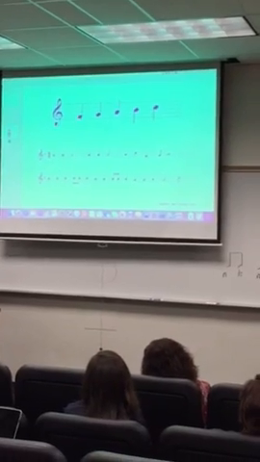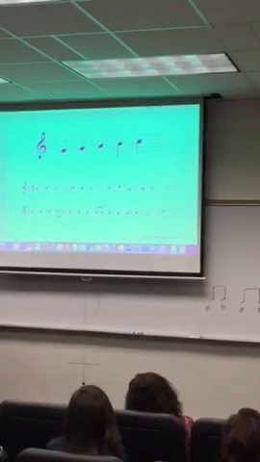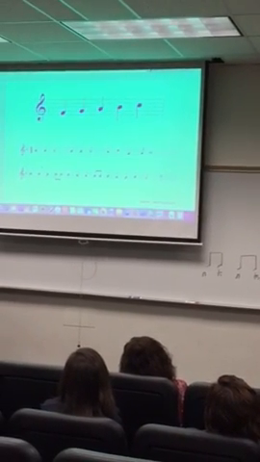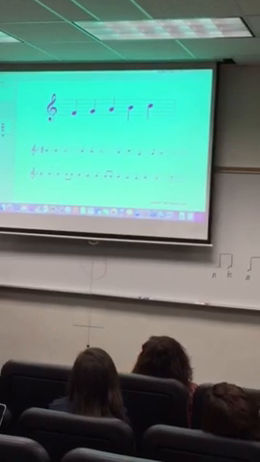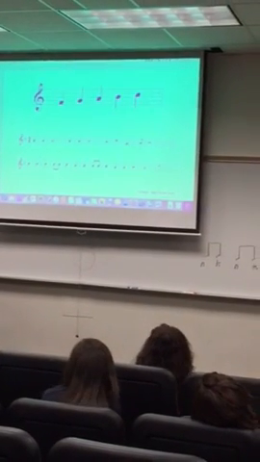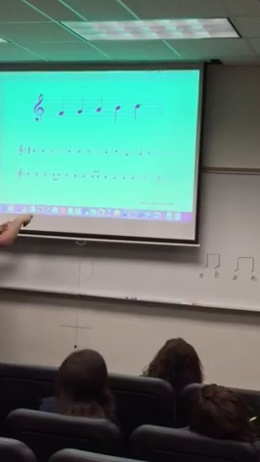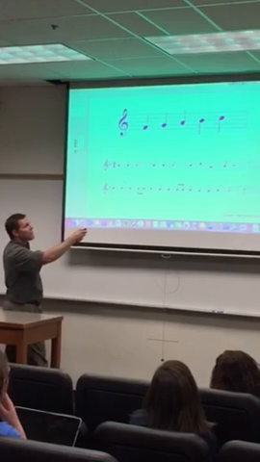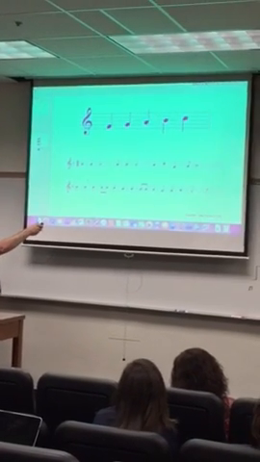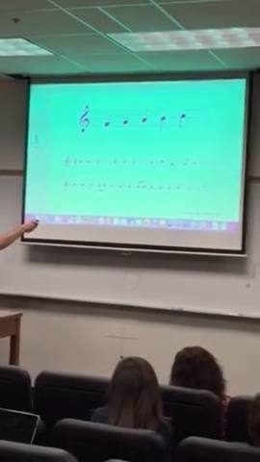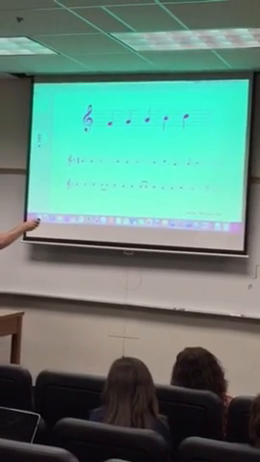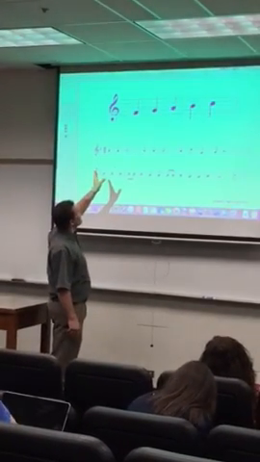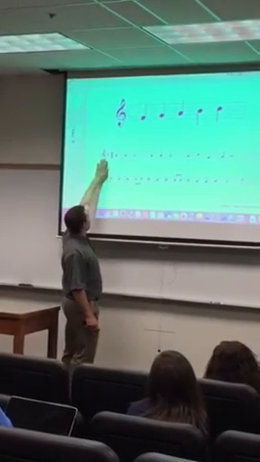F to G is a whole step. G to A is a whole step. A to B is a... Wait a minute, what do we gotta do here? We need a flat, and so luckily I have a whiteboard that I can write on, a projector whiteboard. So I will write the flat right in there. So A to B flat is, ready, go. A to B flat is a half step. B flat to C is a whole step, sorry. And then we would talk about this right here.